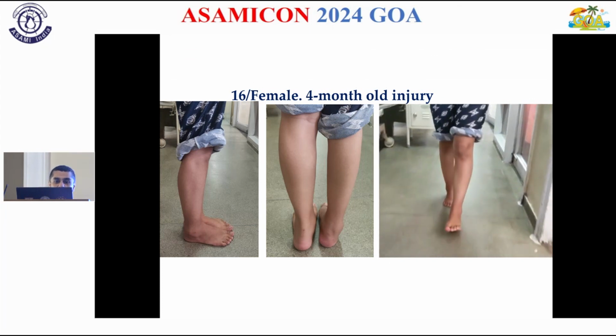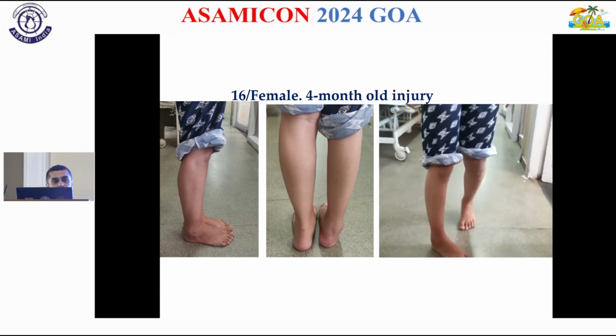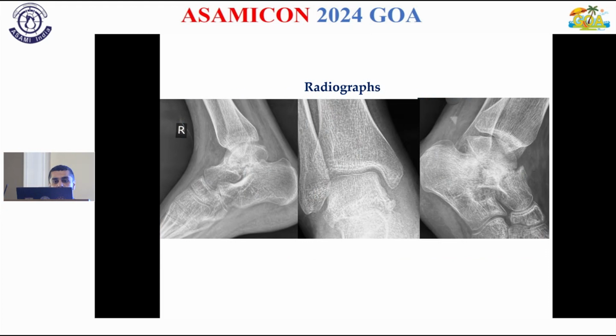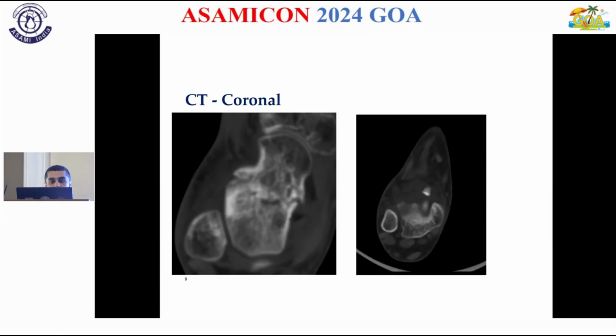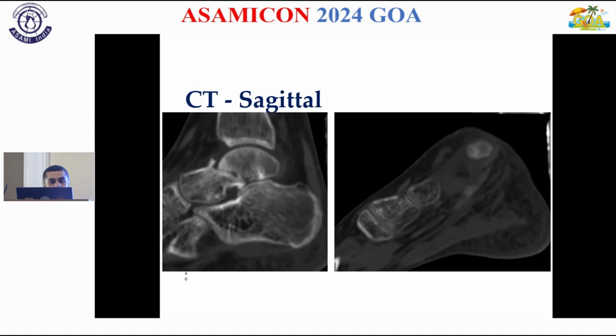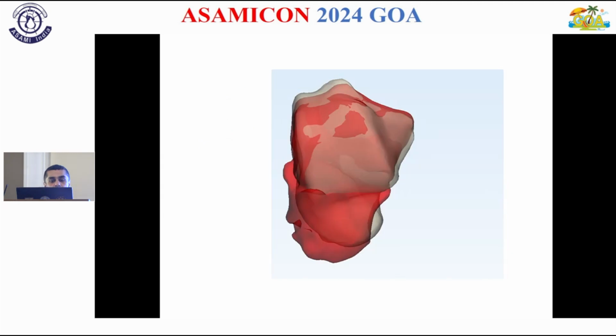Now coming on to the last thing. This girl came to us with a post-traumatic foot deformity. The radiographs showed that she had a talar neck non-union or malunion. The CT scans showed us some problem, right? There was some dorsiflexion, varus. But what we did here really is to create 3D models.